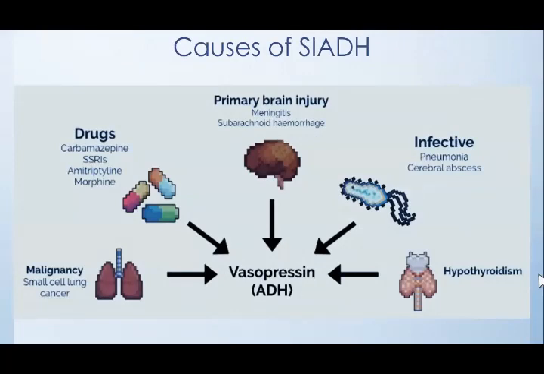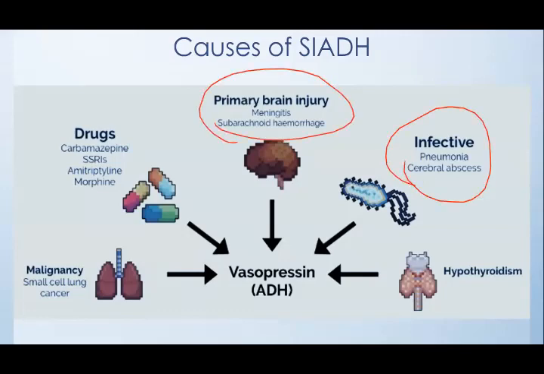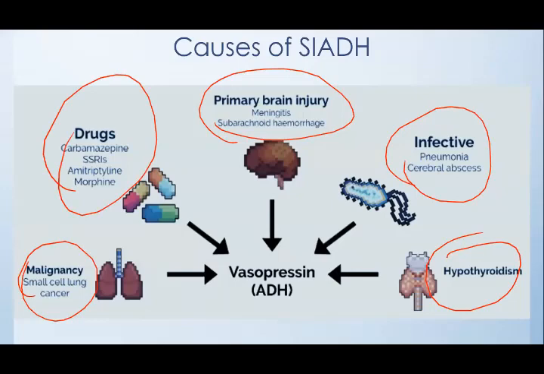The causes of syndrome of inappropriate ADH secretion: primary brain injury, infection, hypothyroidism, malignancy, and some drugs. All of these cause an increased secretion of ADH. Increased secretion of ADH means increased water retention in the body.